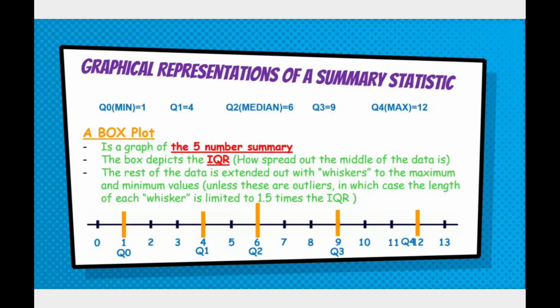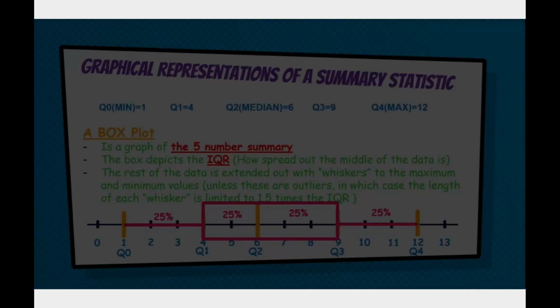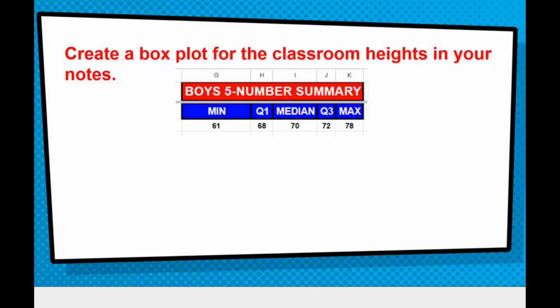And then the box plot just extends whiskers from those Q1s and Q3s to the minimum and maximum. And then you put a box around the middle, like that. Approximately 25% of the data values would fall into each one of these little groups.